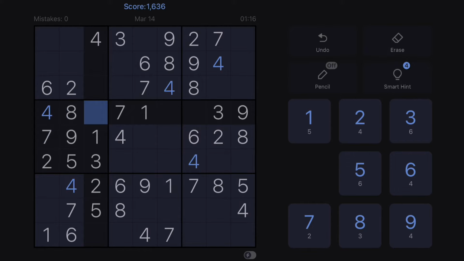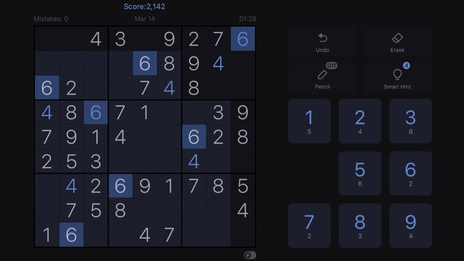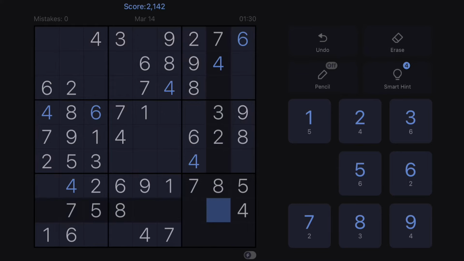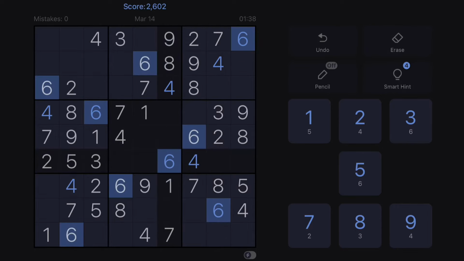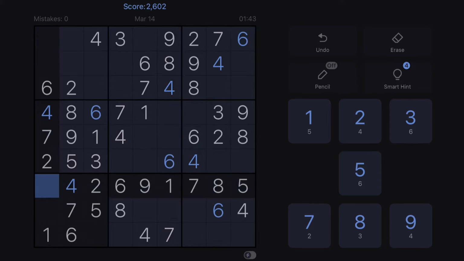Easy pickings. Okay, let's start with the square. What number do we have? 6. We have a 6 here. We have a 6 here. We have one more 6, and that's going to be right there. We have an easy picking right here. And the number is going to be 3.